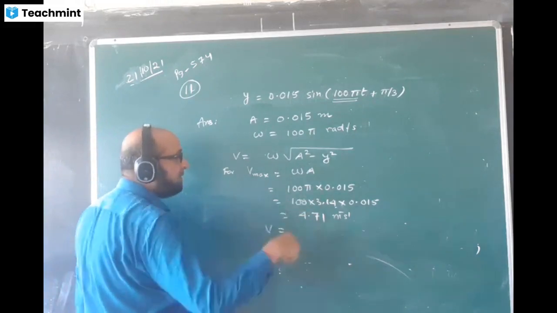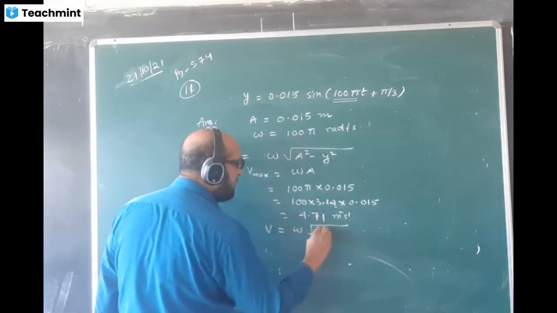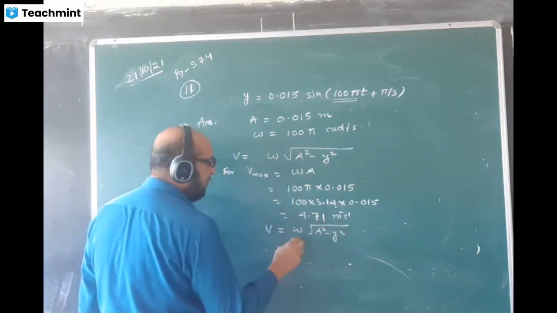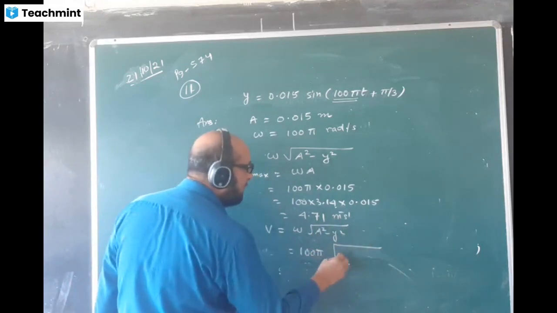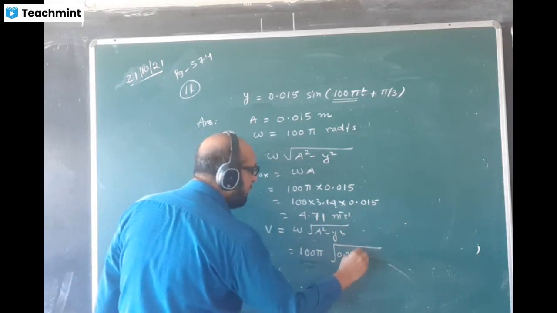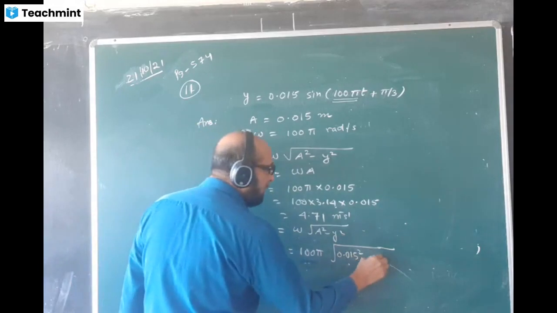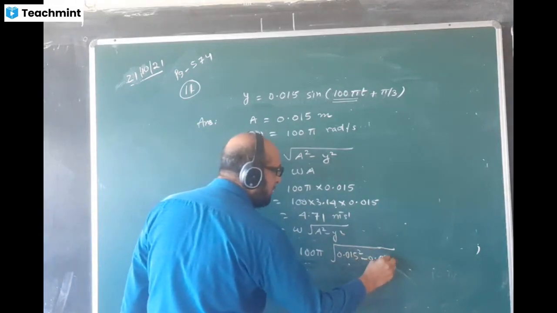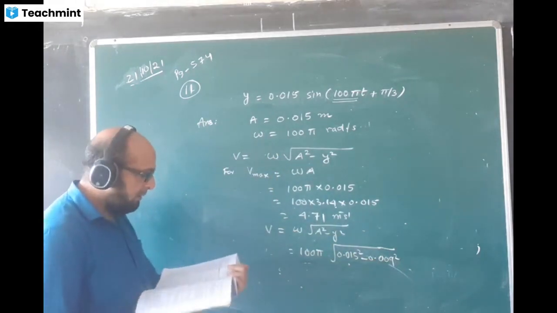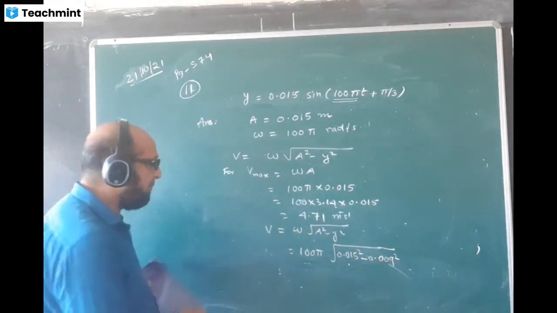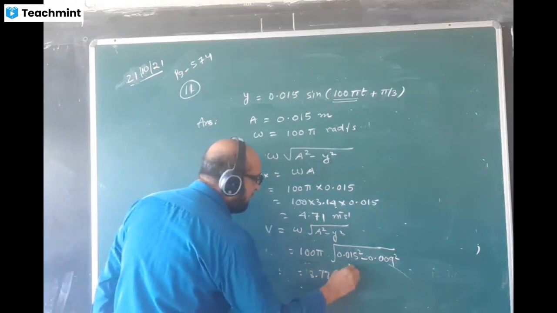Velocity when y is given. For that, I'll be using this formula, right? Omega times square root of a squared minus y squared. Omega value I'll put 100 pi. Amplitude value 0.015 squared minus the value y given in the question. I'll put that y value and now I'll calculate the answer. So the answer will come 3.77 meter per second.